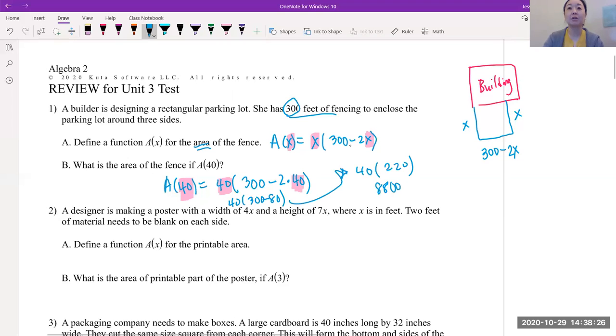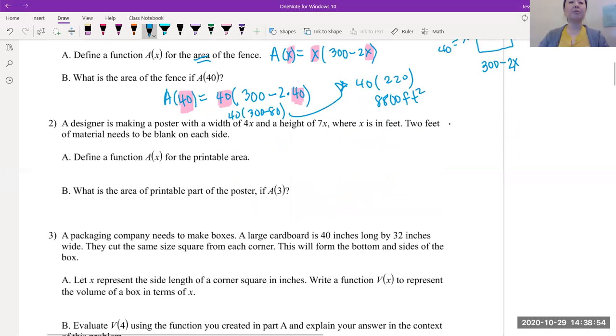So 8,800, and remember this is in feet, so this is area, so it's feet squared. So inside this fence, if we were to get a 1 foot by 1 foot tile, we could fit 8,800 of them in there. That's a lot, okay? There we go. So this would be the area if our width right here was equal to 40. Okay, just to give you some context.